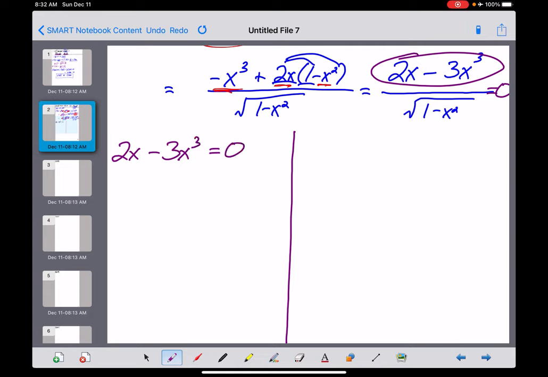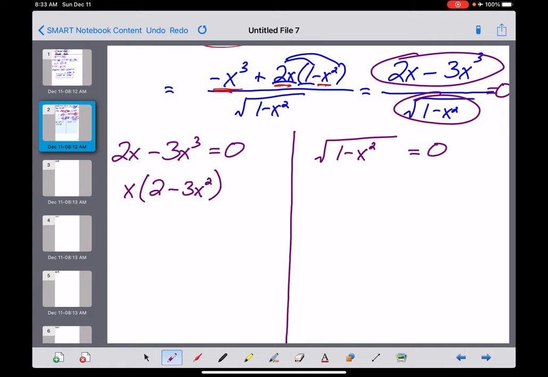But keep thinking now, guys, it's also possible you can have a critical point when your derivative is undefined. And an undefined derivative happens anytime that your denominator is 0. So the square root of 1 minus x squared could equal 0 as well. Okay, so we're going to solve each one of these independently. On the left, I'm going to factor out an x, and be left with 2 minus 3x squared is equal to 0. That's all the factoring you can do.